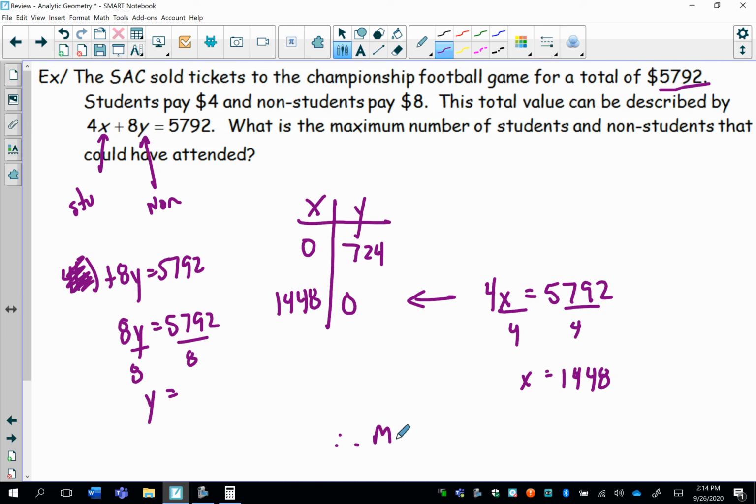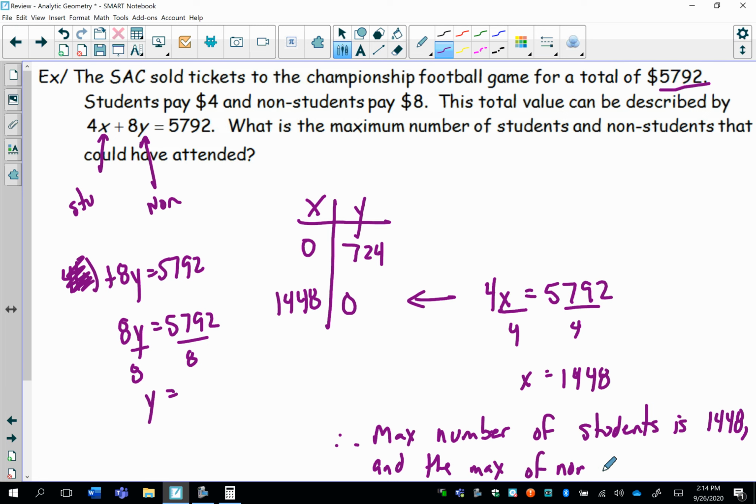Okay, the maximum number of students, I think students is the x's, right, is 1,448. That's assuming that no non-students attend. And the max of non-students is 724. Again, that's assuming that no students attend. Probably not likely. It's probably some combination of the two, but we don't know what it is.